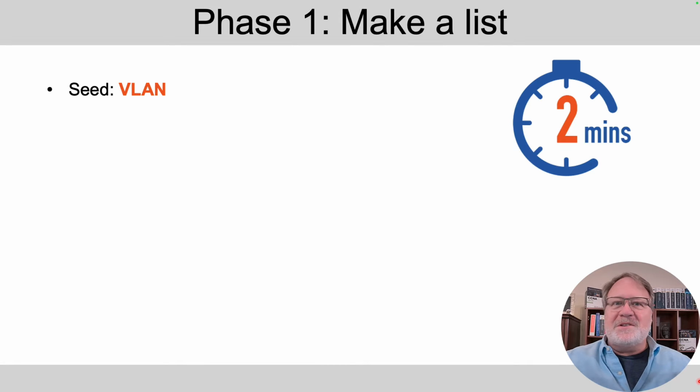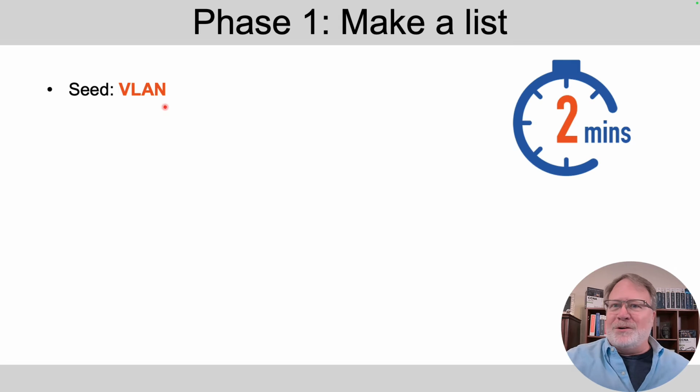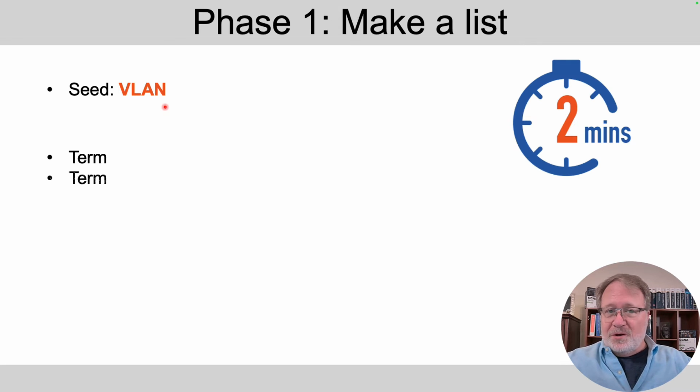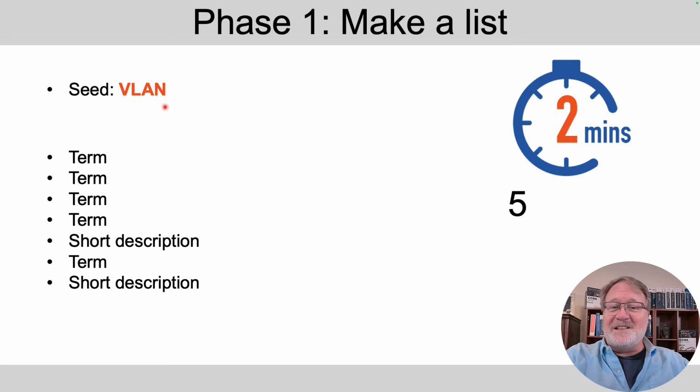Your first step is to just make a list of all the terms that come to mind after thinking about the term VLAN or virtual LAN. So you can go ahead and do that right now. Now you can list terms, but if you can't think of the term but think of an idea, write as few words as possible, a short description, not full sentences. Make that list, no particular order. You can go ahead and hit pause. I'll give you 5 seconds to hit pause before I tell you about the next step.